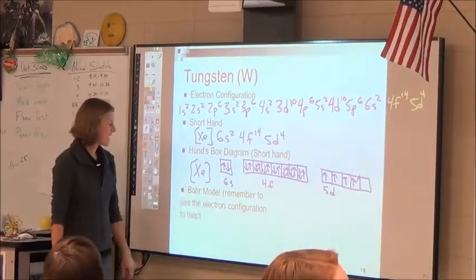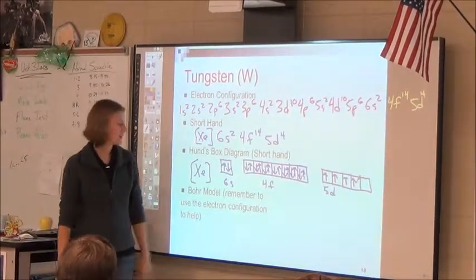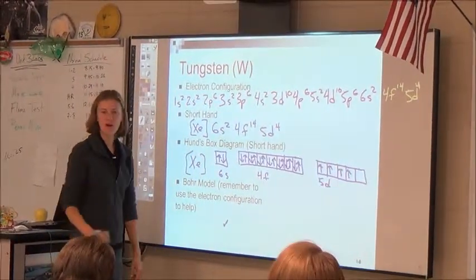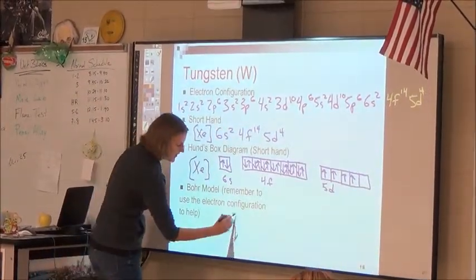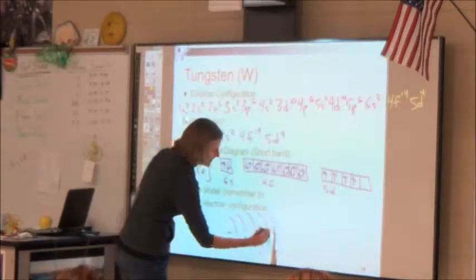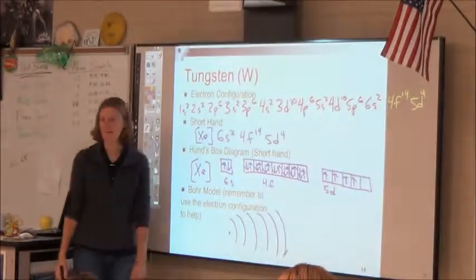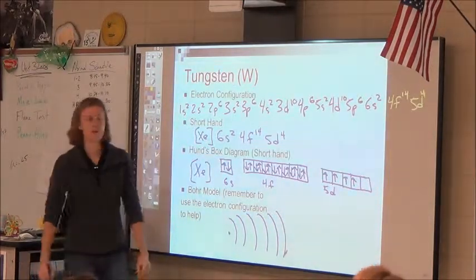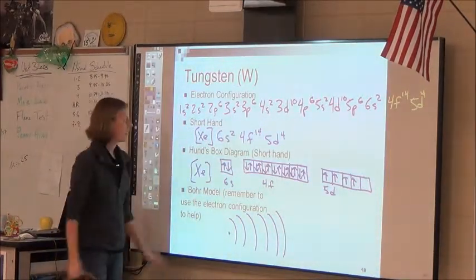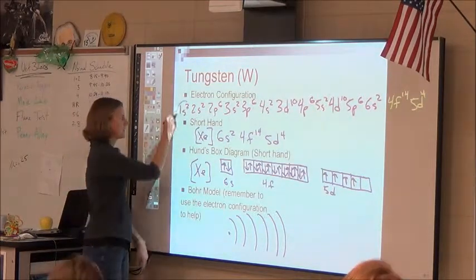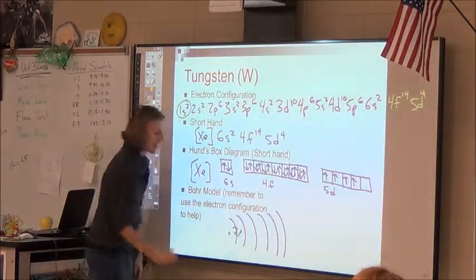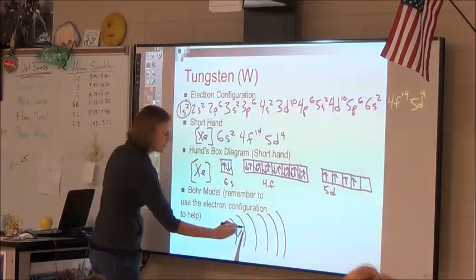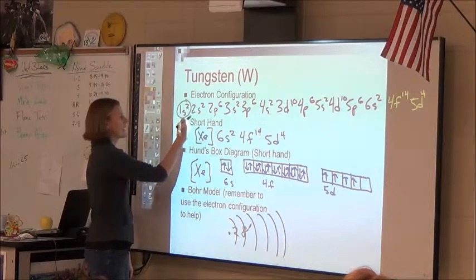All right, and now our Bohr model. Remember to use the electron configuration to help, which is what I failed to do last time. We were in row 6, so 1, 2, 3, 4, 5, 6 rings, 6 energy levels. But now we're going to go back up here to double check ourselves. How many in the first? Two. How many were in the second energy level? Eight. Okay, that's always 8.